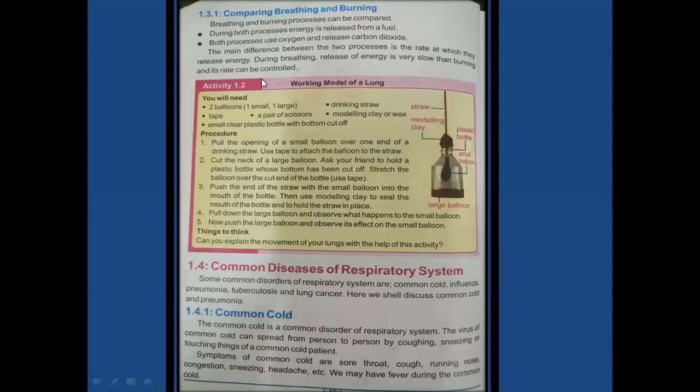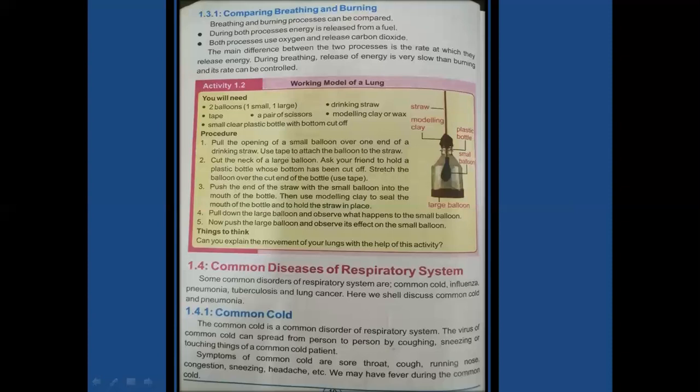But the main difference between the two is only their rate. Burning is a steady or fast process, while breathing is a slow process. It takes a long route, and then the energy is released by the cells.